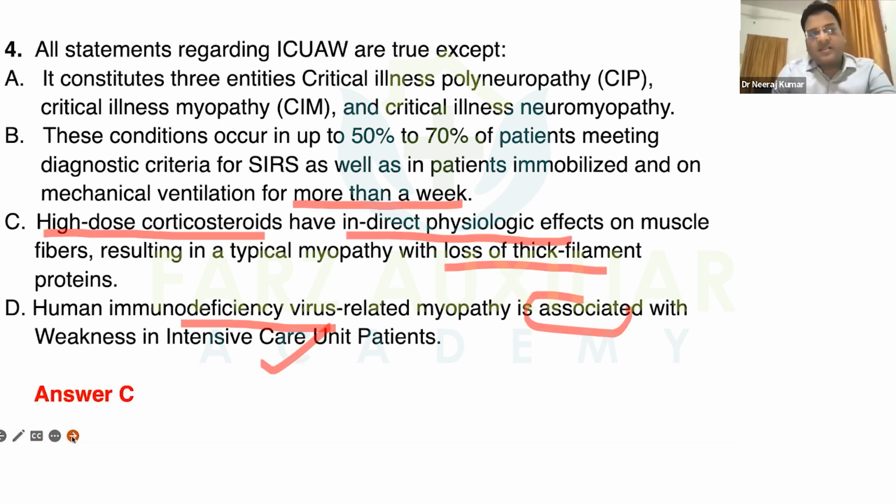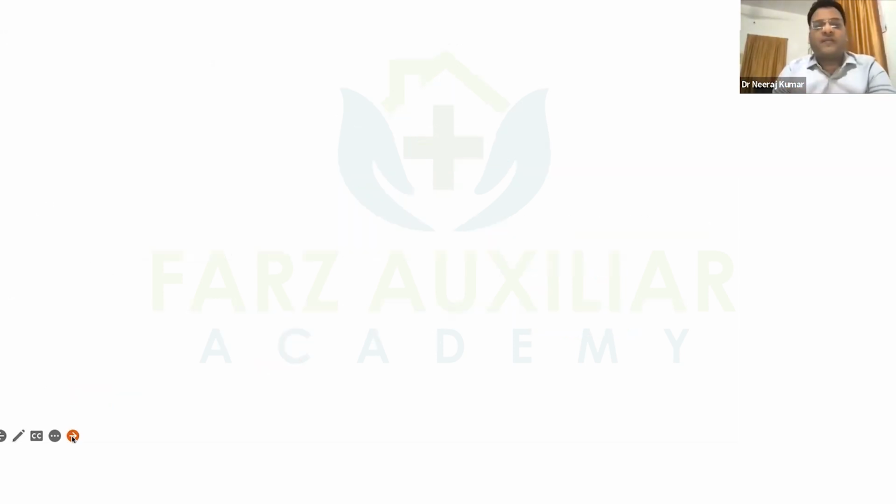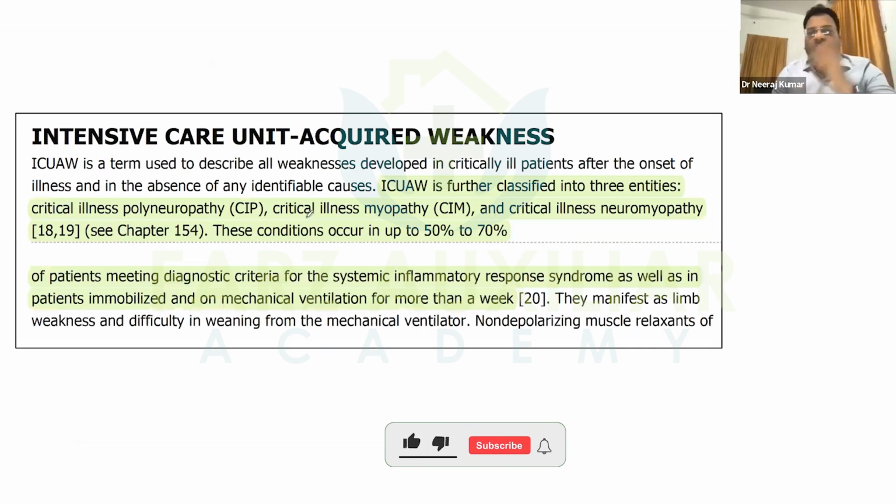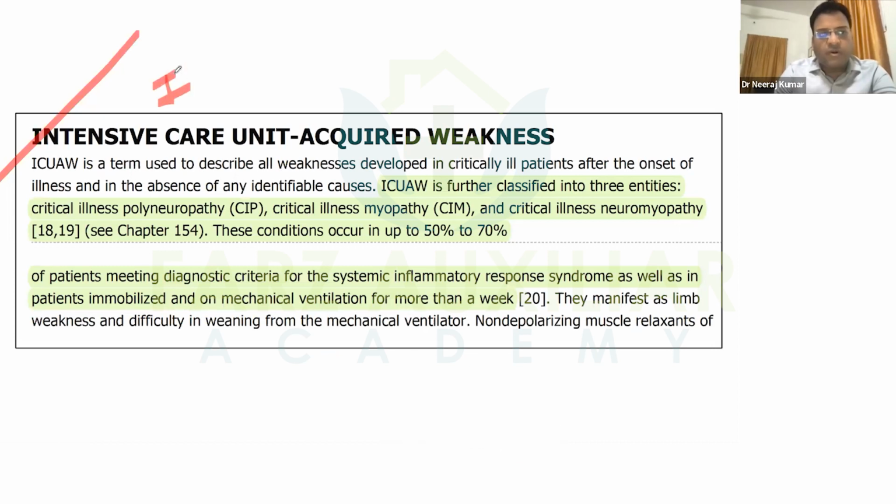Here the answer is C. Now, if you see very closely, the option is just slightly twisted. The high dose corticosteroid have an indirect physiological effect. No, it has a direct physiological effect. How will you know? Because this has been taken from Harrison's. Okay, so the entire wording has been taken from Harrison's only, because now the questions will be from Harrison's only.